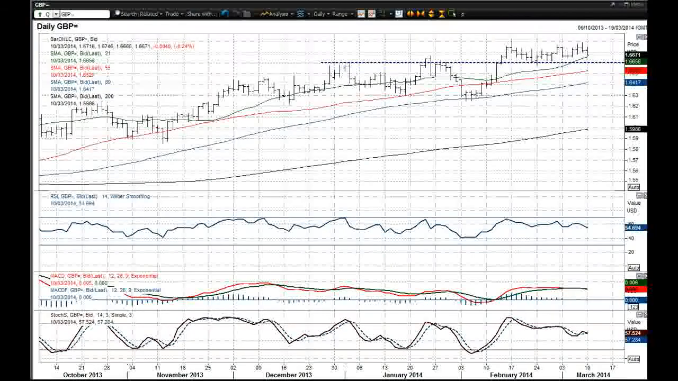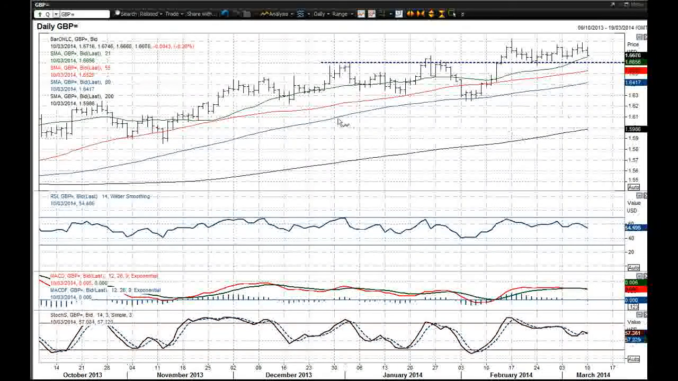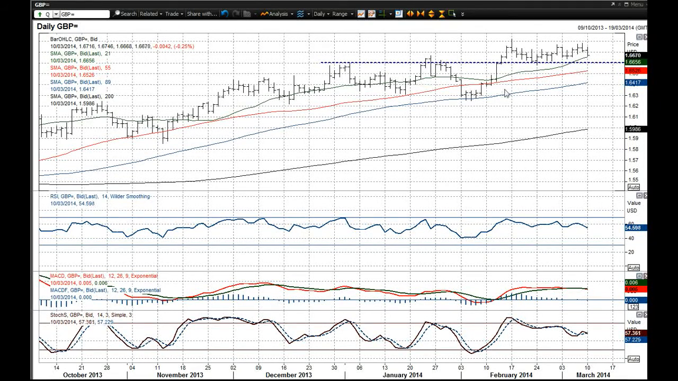We're going to move on to this cable chart now for sterling dollar, and the cable chart has actually seen a little bit of downside pressure in the early hours of European trading today. This is the daily chart of cable.